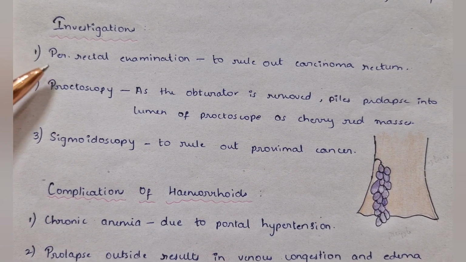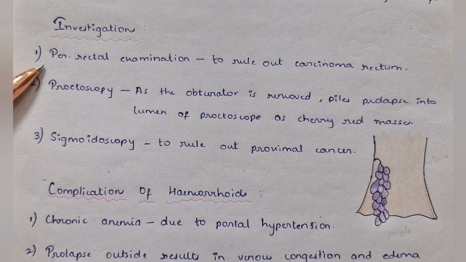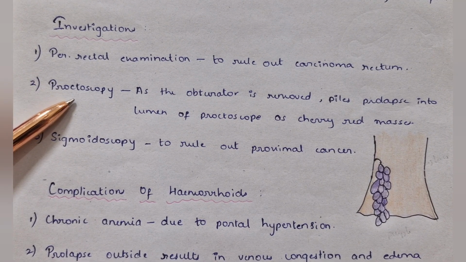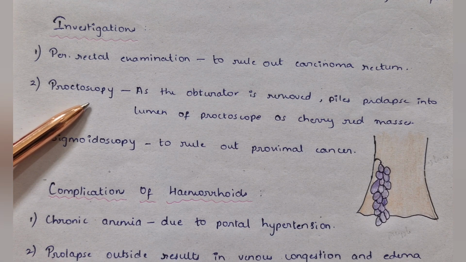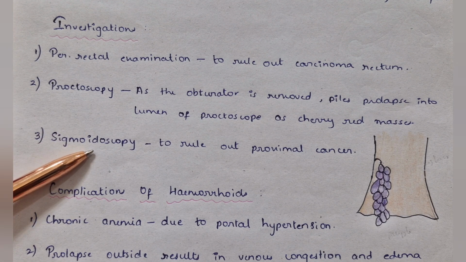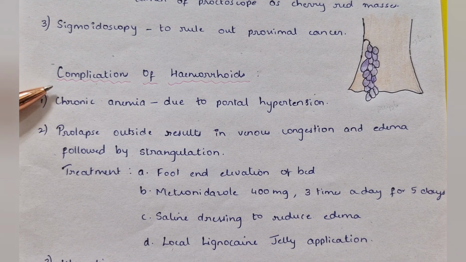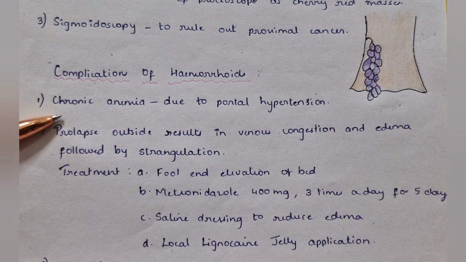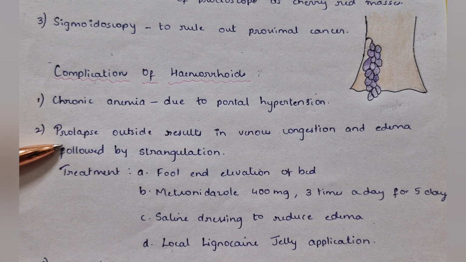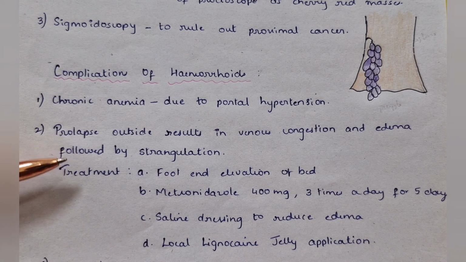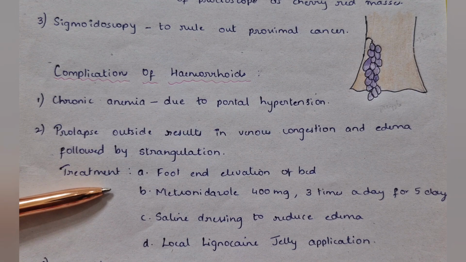Investigations for hemorrhoids. Per rectal examination to rule out carcinoma of the rectum. Proctoscopy, as the obturator is removed, piles prolapse into the lumen of the proctoscope as cherry red masses. Sigmoidoscopy to rule out proximal cancer. Complications of hemorrhoids. Chronic anemia. Portal hypertension. Prolapse outside results in venous congestion and edema, followed by strangulation. This can be treated by foot end elevation of the bed.